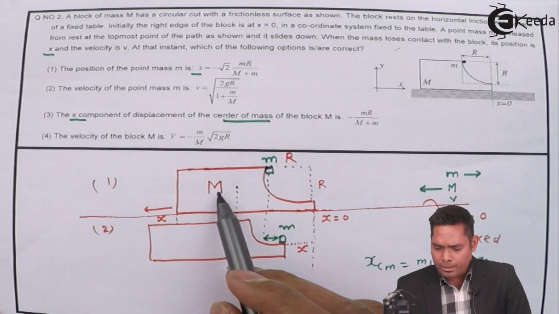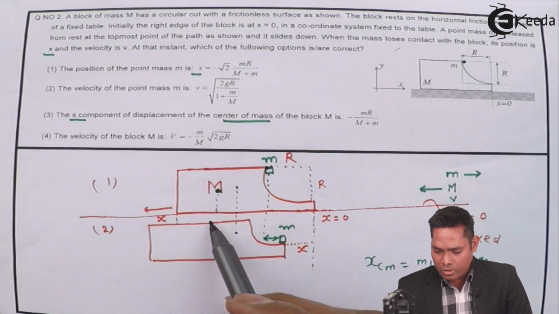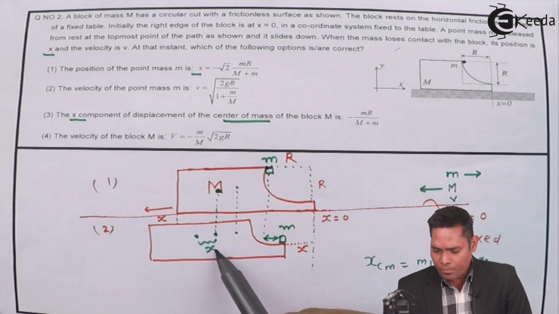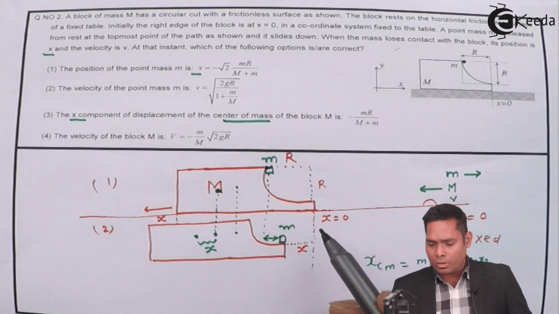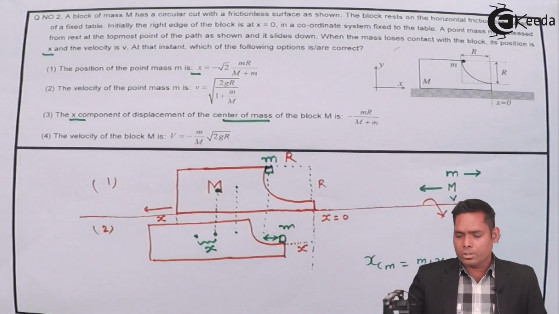Similarly, suppose that the center of mass of this block is here, and now it is somewhere here, because this is moving by x, so there is a displacement of x. Here also there is a displacement of obviously x, because this moves by that distance.